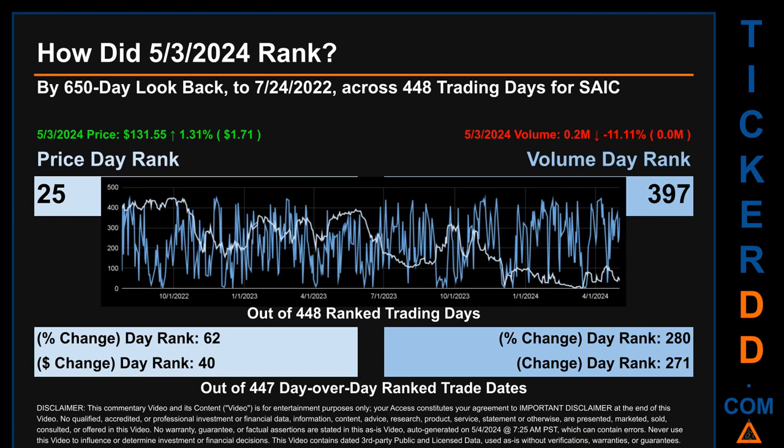The price's day-over-day percentage change, jumping 1.31% on the 3rd of May 2024, had a day rank of 62 while its dollar difference of $1.71 had a rank of 40 when compared day over day across 447 trading days. Volume's percentage change and difference were ranked respectively at 280 and 271.